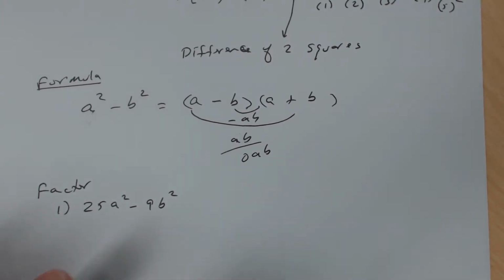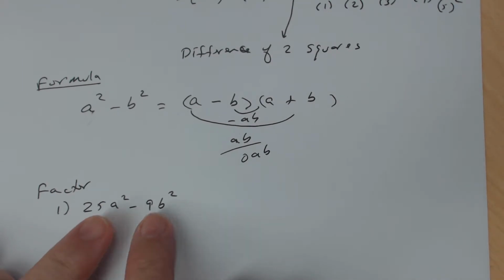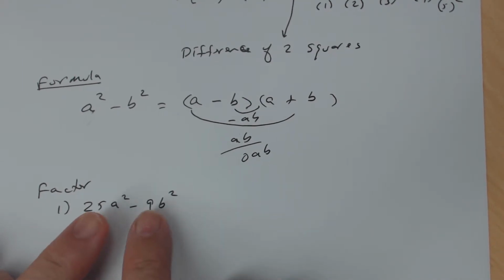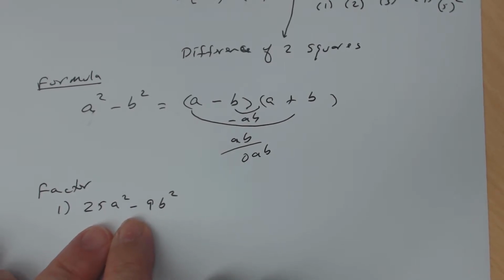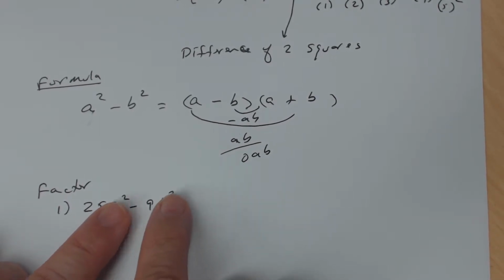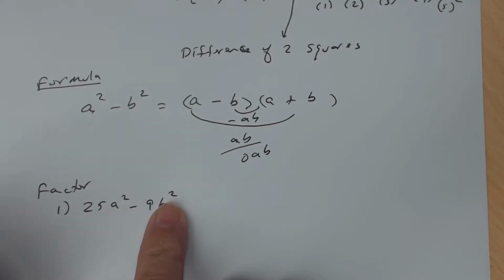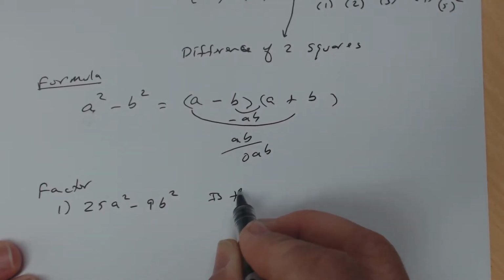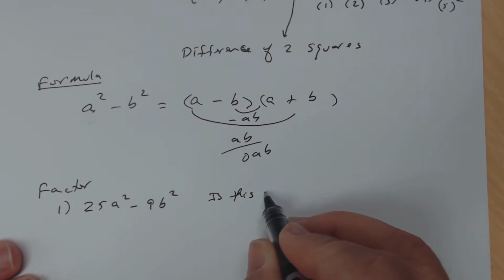So now you see you have two terms, so the strategy is to look at this. You have two terms, and there's a subtraction between them. And if you look at the variables, they're both being raised to the second power. So what you want to do is check and see, is this the difference of two squares?